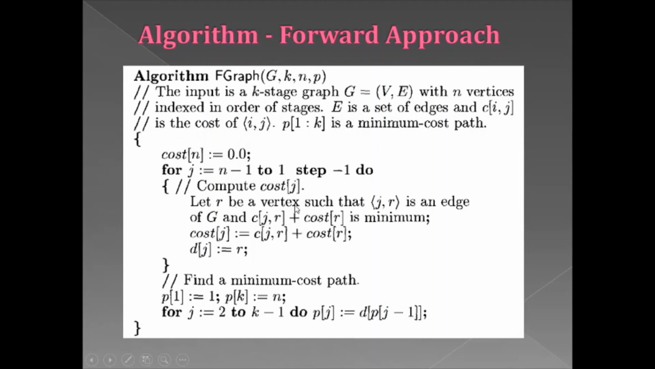Let R be a vertex such that (j, R) is an edge of G, and c(j, R) plus cost of R is minimum. So that's what we have considered: the minimum of edge cost plus the cost of the vertex, and that we are going to assign as the cost of j. R is assigned to d(j). Every time we are going to do this calculation, and we are going to calculate cost of j.